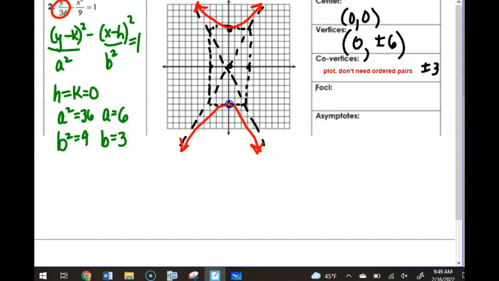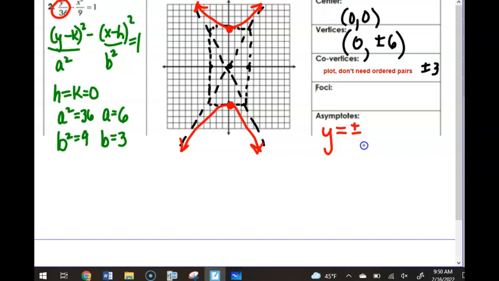It does touch the rectangle, includes that one point there, the vertex is at the top and the bottom. All right, let's do the asymptotes since they're already on our picture. It would be y minus k, which in our case was just y, there was no k, plus or minus. Now, is this one a over b or b over a? Anybody looking at their sheet?